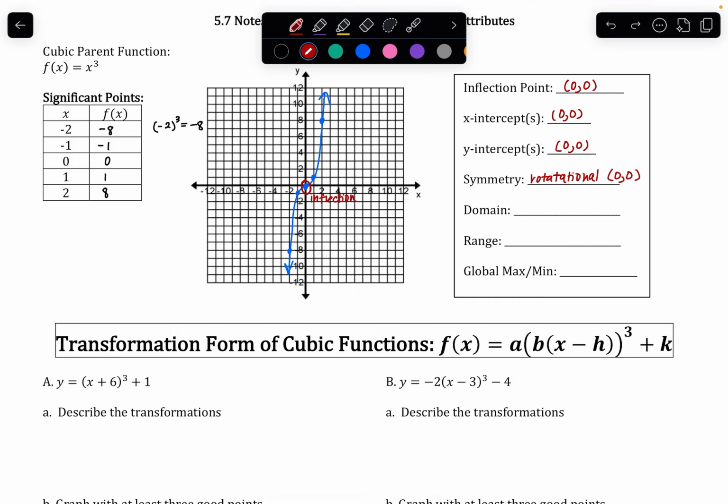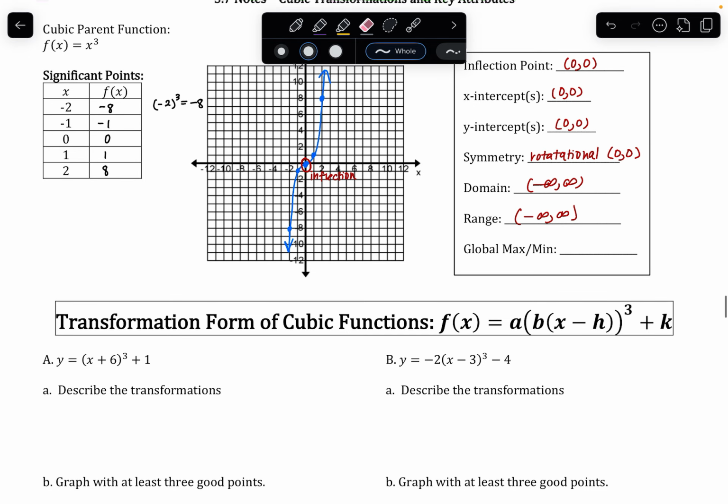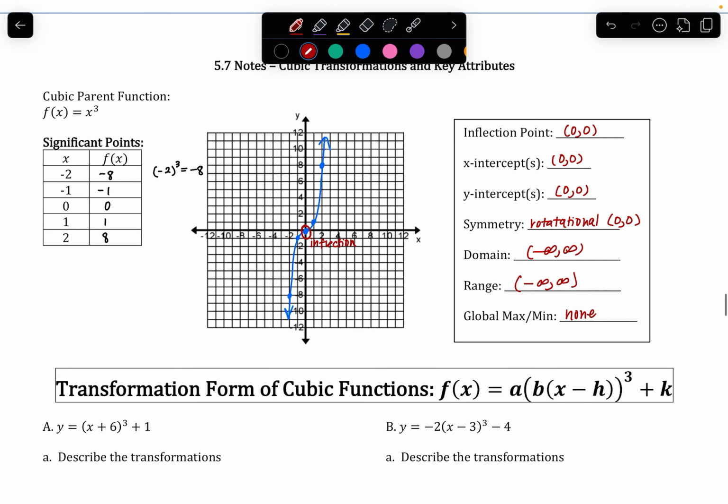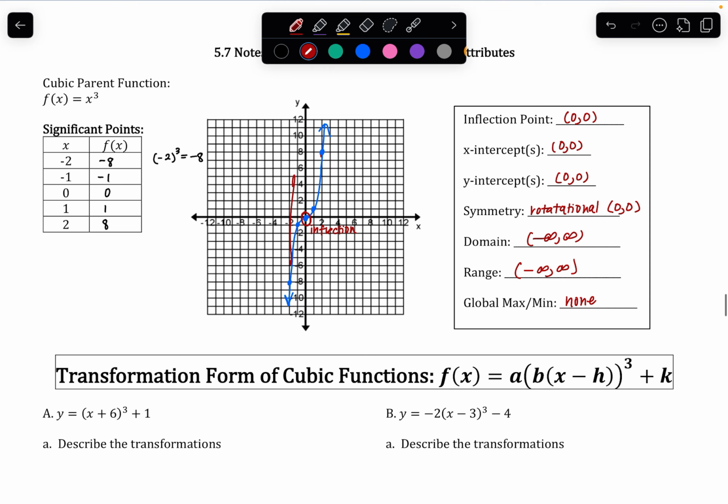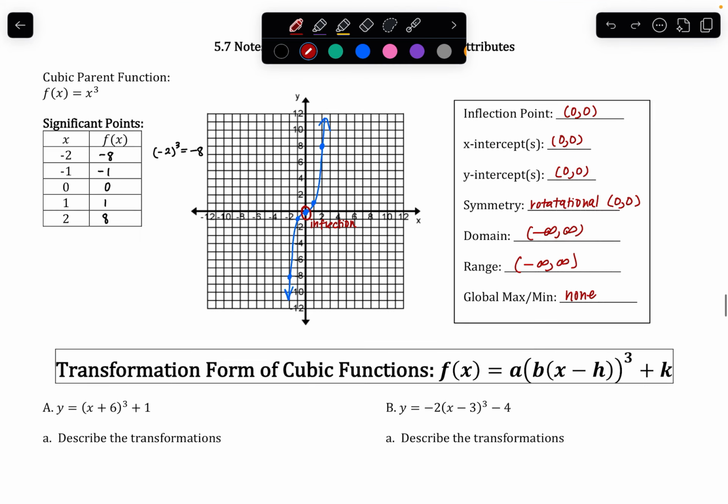The domain, it goes forever to the left, forever to the right. And so its domain is all real numbers. And it's also going forever up and forever down. And so its range is also all real numbers. So working with a cubic function, you never have to think about the domain and range. Both domain and range are all real numbers all the time, which means there is no global max or min. Okay, because it's going forever to infinity in both directions, you can't have a max or min unless you restrict the domain, which we will do later in this lesson.